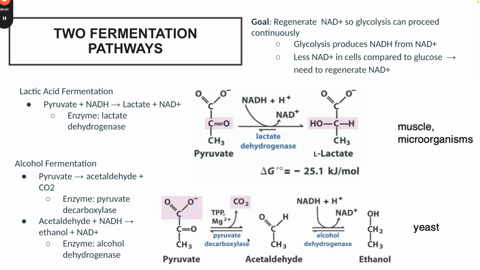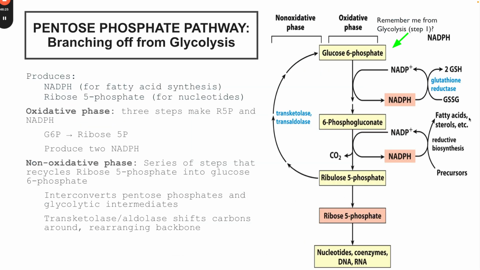So dehydrogenases, think NAD, NAD+. We have pyruvate with pyruvate decarboxylase; we lose the CO2 to get acetaldehyde. Acetaldehyde is then reduced to make ethanol with alcohol dehydrogenase. This is done in yeast, and lactic acid fermentation is done in muscles and microorganisms. Any questions on that? Nice.